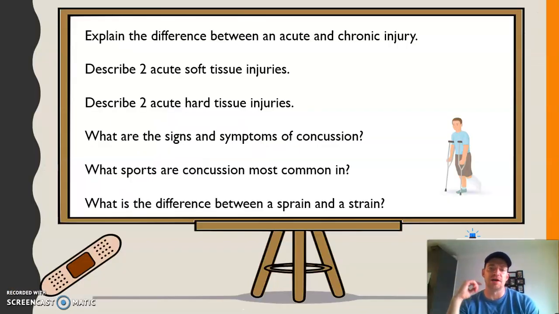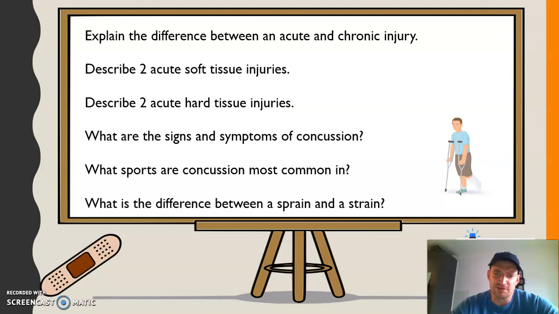Okay, here's some questions you can have a go at. Explain the difference between an acute and chronic injury. Hopefully you've got some idea about what that is now. Describe two acute soft tissue injuries. Describe two acute hard tissue injuries, so they'll need to involve bone.